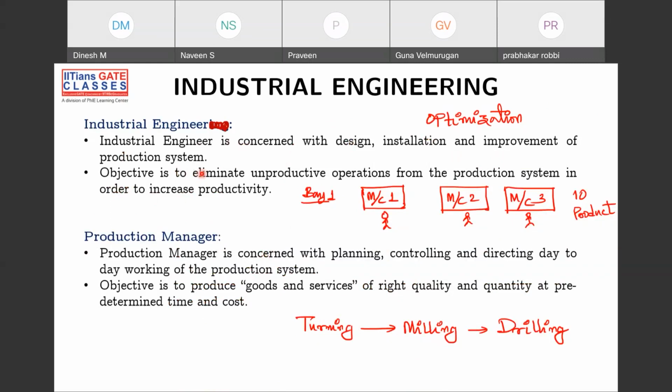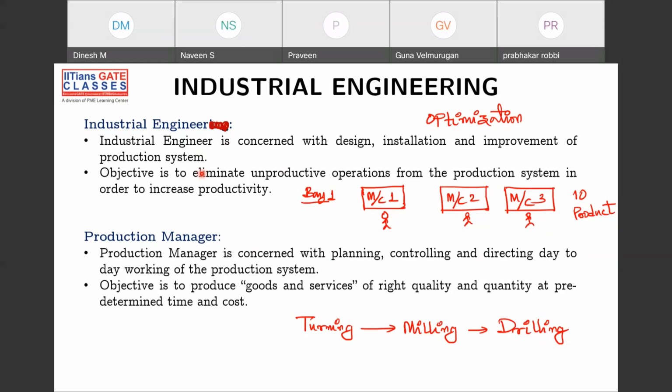So production is having some technicalities. Technicalities in the sense, we are mechanical engineers. So what are we going to do? We are going to convert raw material by using manufacturing process to finished good, and it should be maintaining its good surface finish, proper dimensions, good accuracy, precision. All these things are very important.